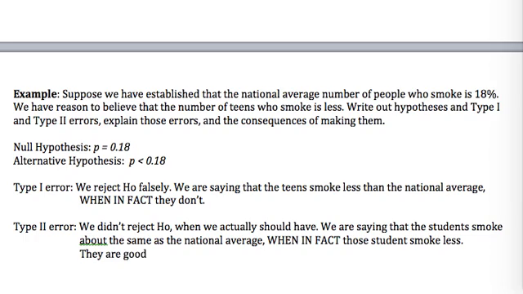They are good kids. So what if we only do like a one tail, but then we learn that it's actually a lot over 18%?